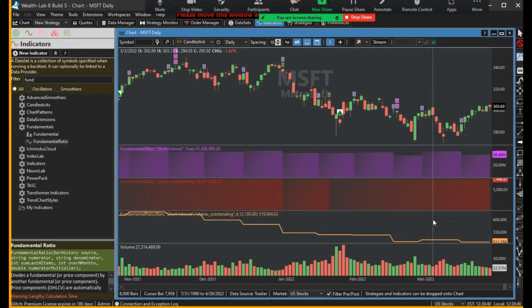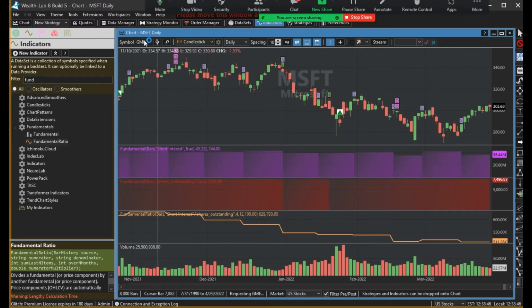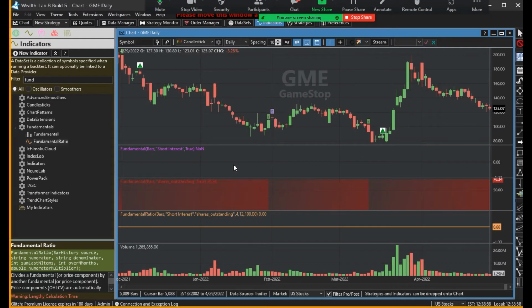Can you try GME or AMC? Yeah, we weren't getting any short interest for those, if you remember. So you're using different providers, no? Well, not for short interest. We're still using NASDAQ for short interest. That's the only one that we have that gives us short interest. So yeah, we're not getting any. But we can try pulling Tesla. We can pull in other NASDAQ stocks.